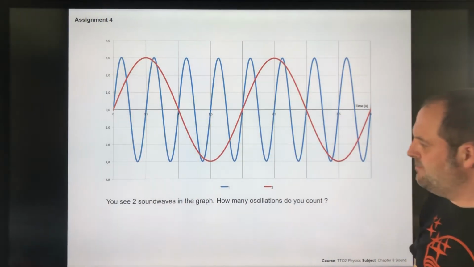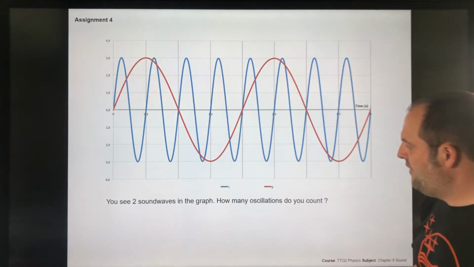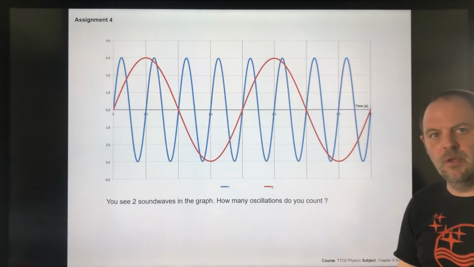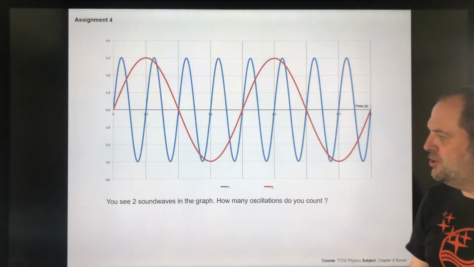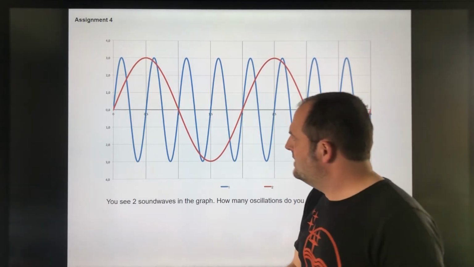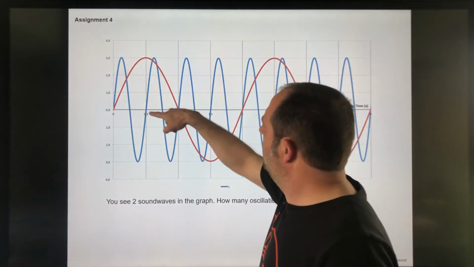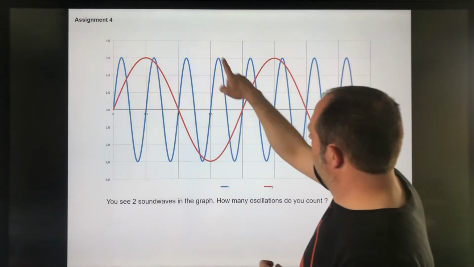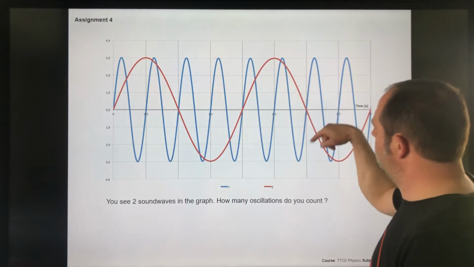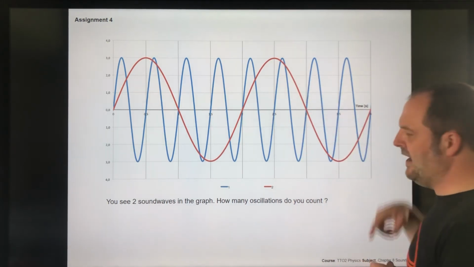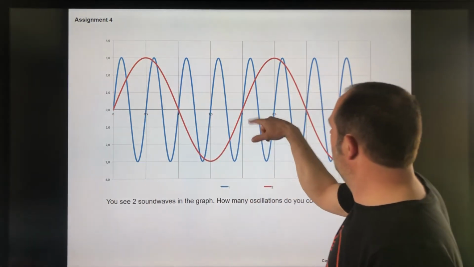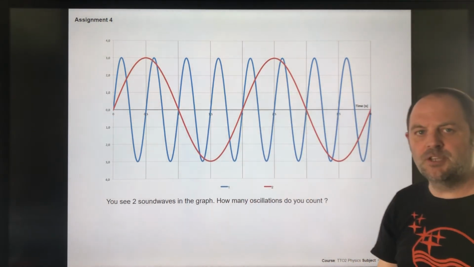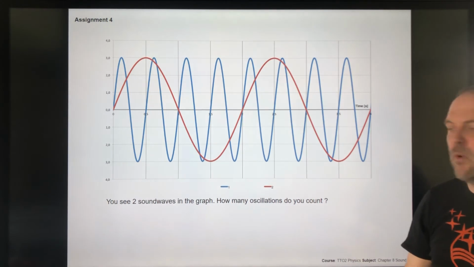Okay, in this question, you see 2 sound waves in the graph. How many oscillations do you count? Remember, an oscillation is just a difficult word for a wave. So you just need to count the amount of waves. Let's start with the blue one. 1, 2, 3, 4, 5, 6, 7, 8. 8 waves. And the red one, 1 wave, and 2 waves. So, in total, there will be 10 waves.